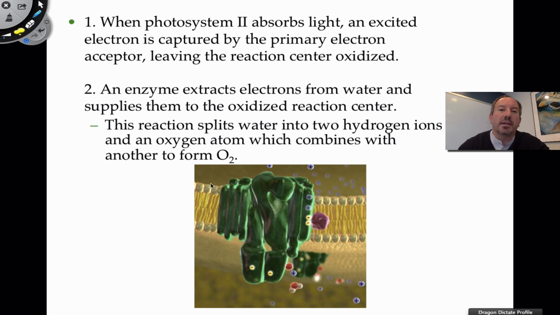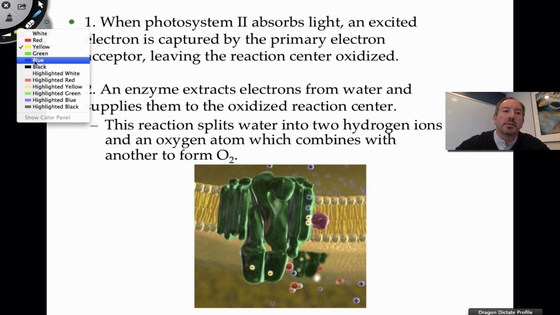So what's happening is Photosystem II, again kind of funny because it starts first, absorbs the light. The excited electron is captured by this primary, which means first, electron acceptor, but there'll be others. It leaves the reaction center, and when the electrons leave, they're considered to be oxidized. And so there's an enzyme at the base of the photosystem that actually extracts electrons from water.